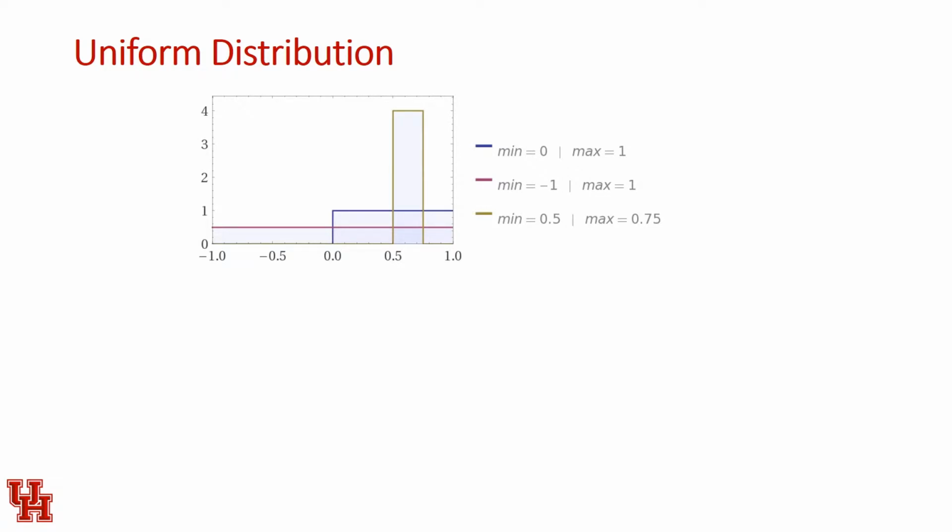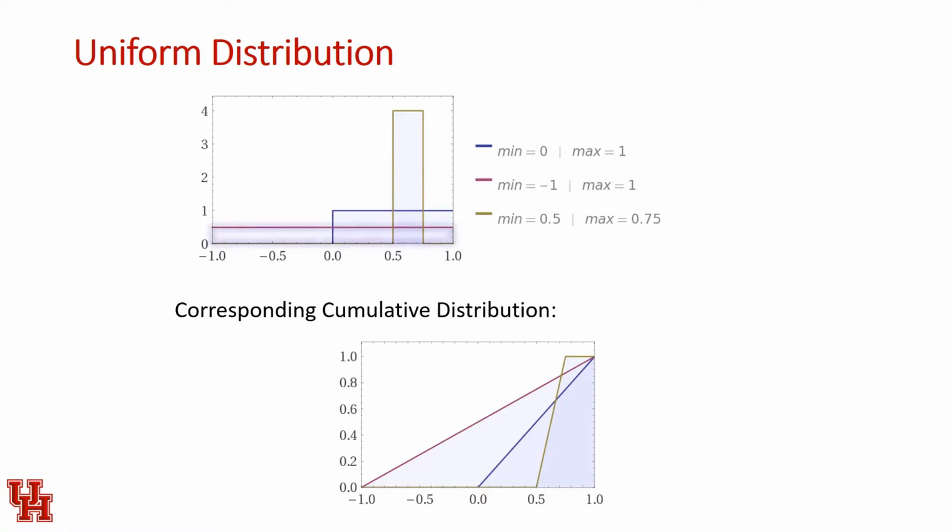So let me give a couple of different examples for a few different distributions. Here are three different uniform distributions and their corresponding cumulative distributions. The first is a distribution specifying that an unknown random variable x can take on values between -1 and 1.